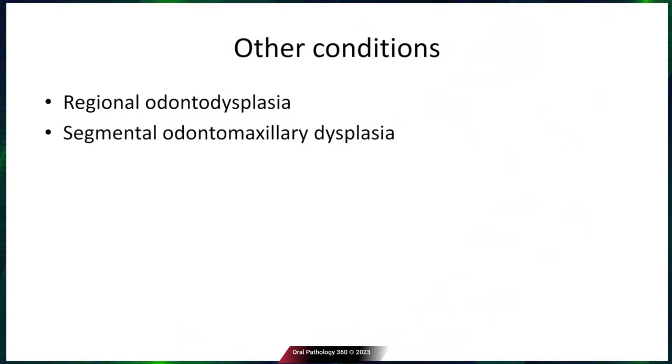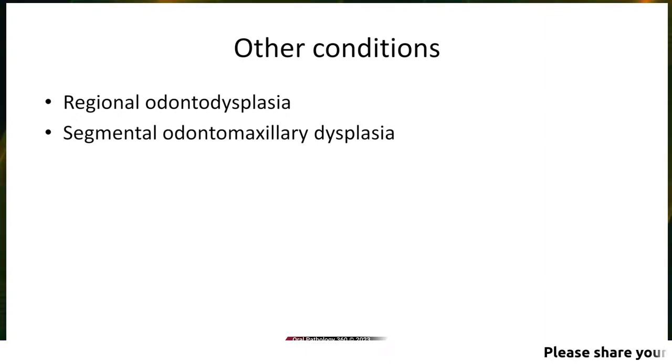What about other conditions? And these are ones which are much less well understood. Regional odontodysplasia, I'm going to talk about in some detail. Segmental odontomaxillary dysplasia, which I'll mention briefly, is a rather enigmatic condition, and is effectively now, in the WHO classification of 2022-23, found its way into the overall grouping of fibro-osseous lesions of the jaws.